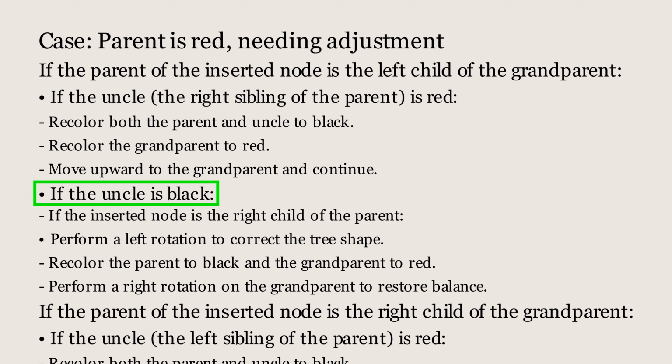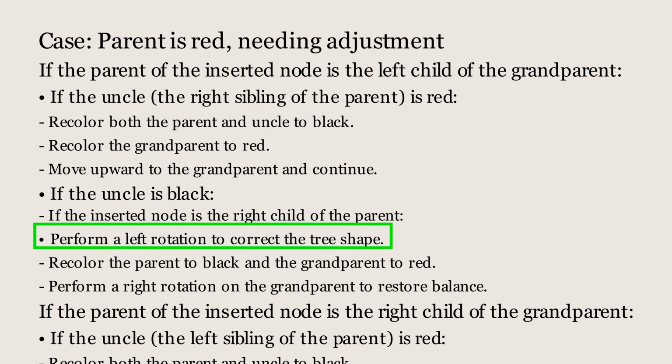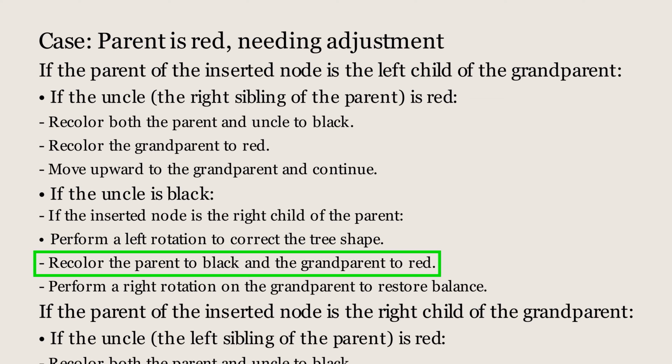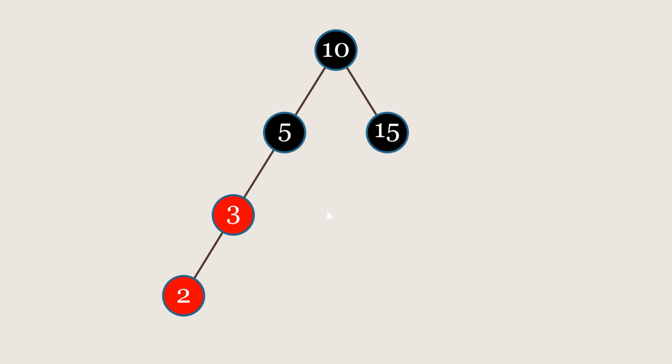This case is a bit more complex and requires both recoloring and rotations to restore the balance of the tree. If the inserted node is the right child of its parent, we begin by performing a left rotation on the parent node. After the rotation, we recolor the parent to black and the grandparent to red. Finally, we carry out a right rotation on the grandparent to correct the imbalance and restore the properties of the red-black tree. In our case, the inserted node is the left child of the parent, so the condition for the right child is false. Therefore, we proceed to recolor the parent node to black and the grandparent to red. Next, we perform a right rotation on the grandparent to finally resolve the violations and restore balance to the tree.